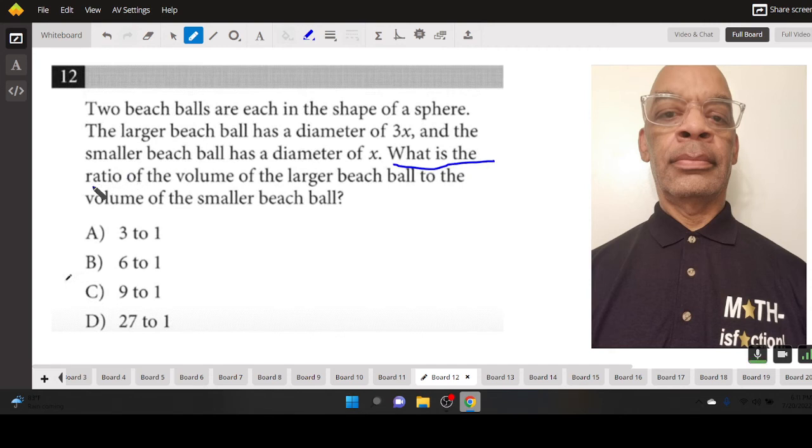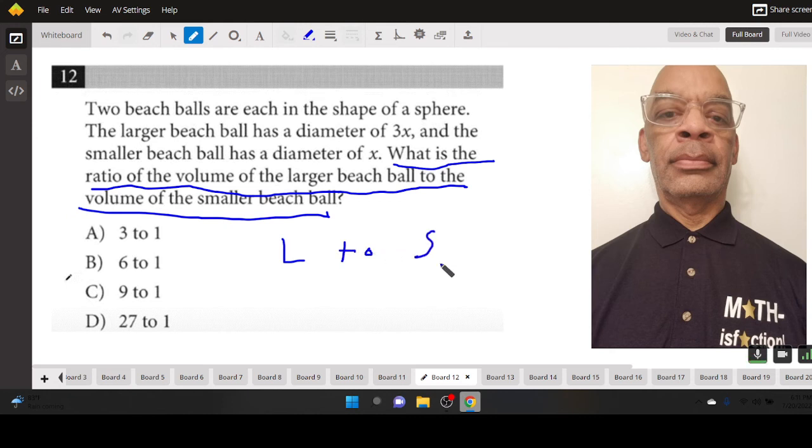Okay, 12. What is the ratio of the volume of the larger beach ball to the volume of the smaller beach ball? Let's see what's going on. We have two beach balls, shape of a sphere. We want larger to smaller in that order, and all the answer choices have the larger greater, so there will be no confusion. Larger beach ball has a diameter of 3x. Smaller beach ball has a diameter of x.